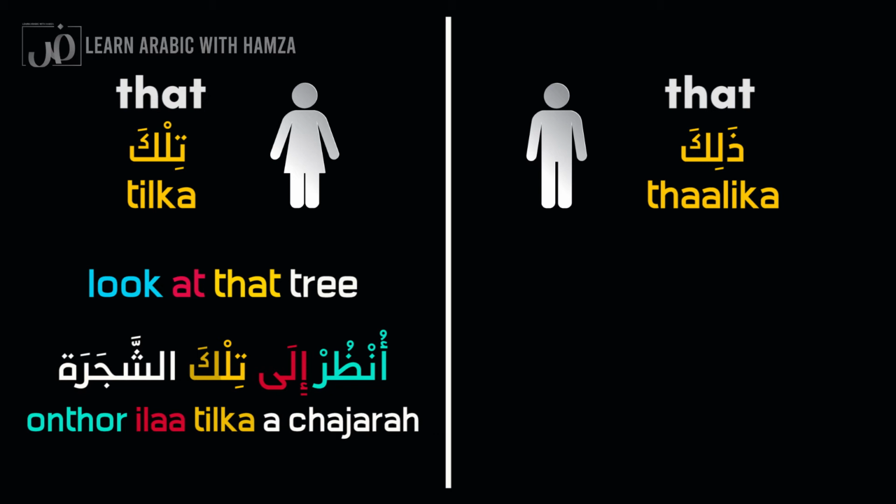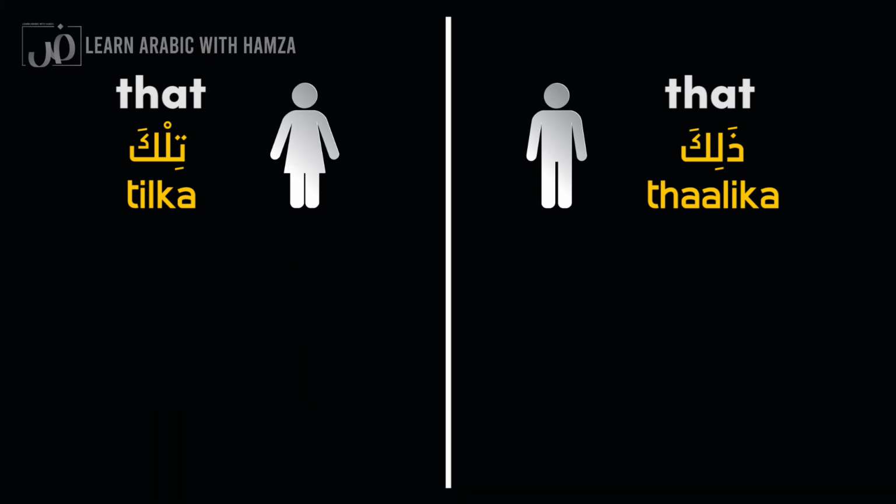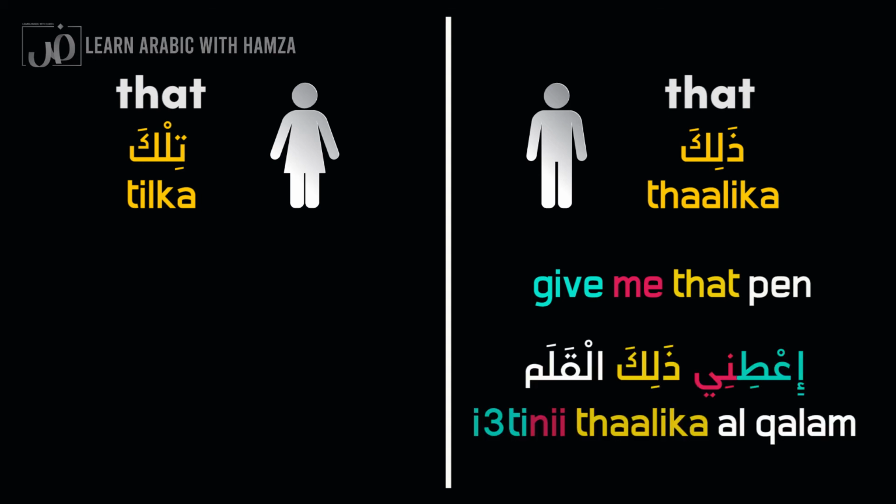So now let's move to ذلك. We use it with singular masculine. In English we say give me that pen. Here pen is a masculine noun, so I'm going to use ذلك. Give me means اعطني, that means ذلك, pen means القلم. اعطني ذلك القلم. Great. So give me that pen means اعطني ذلك القلم.